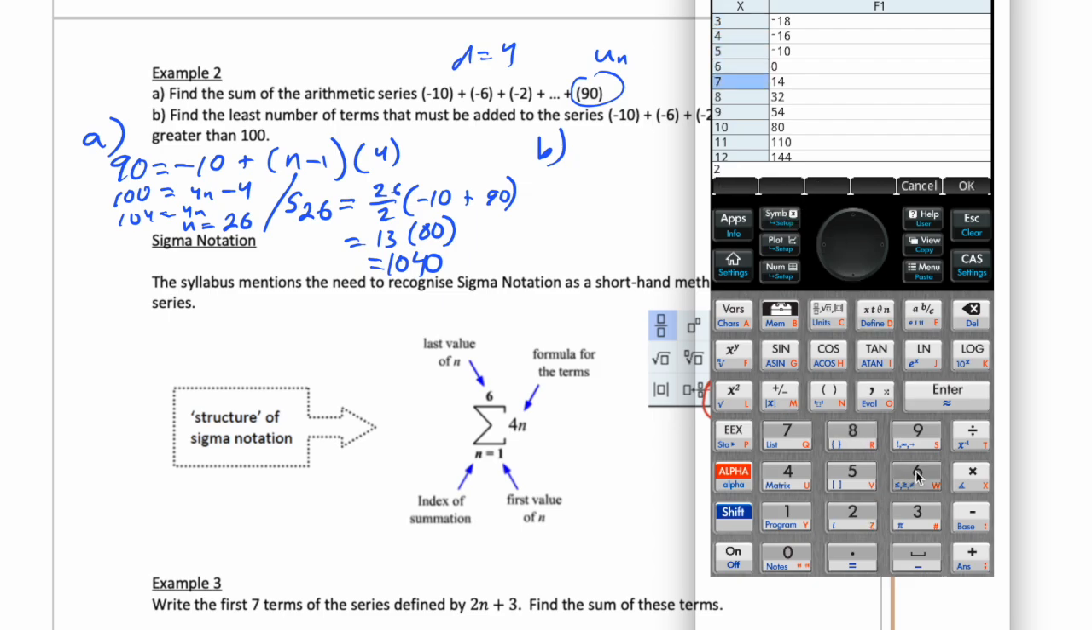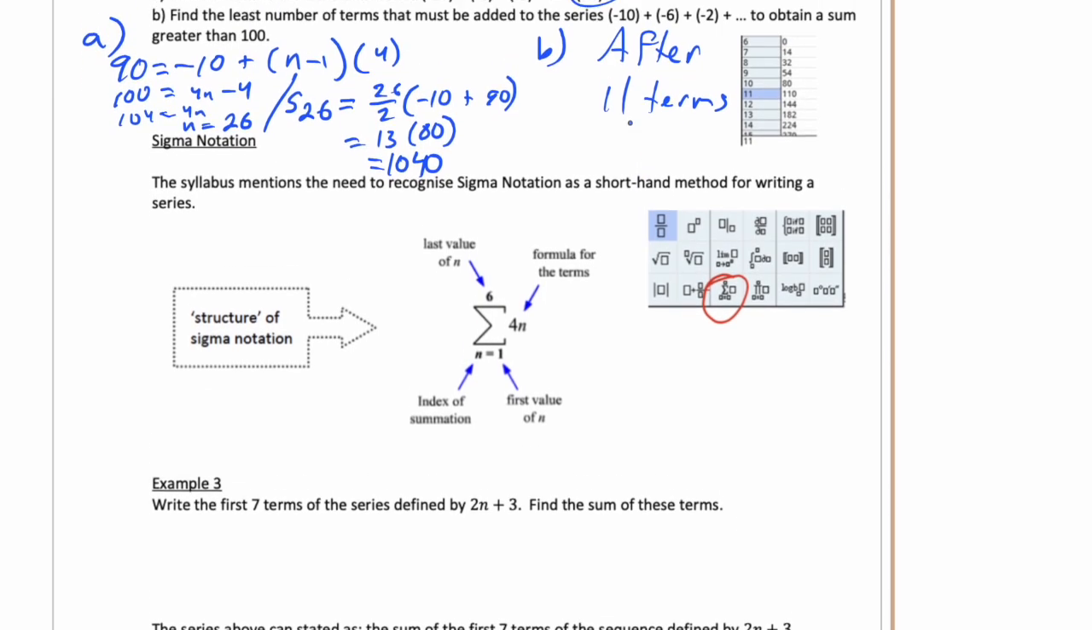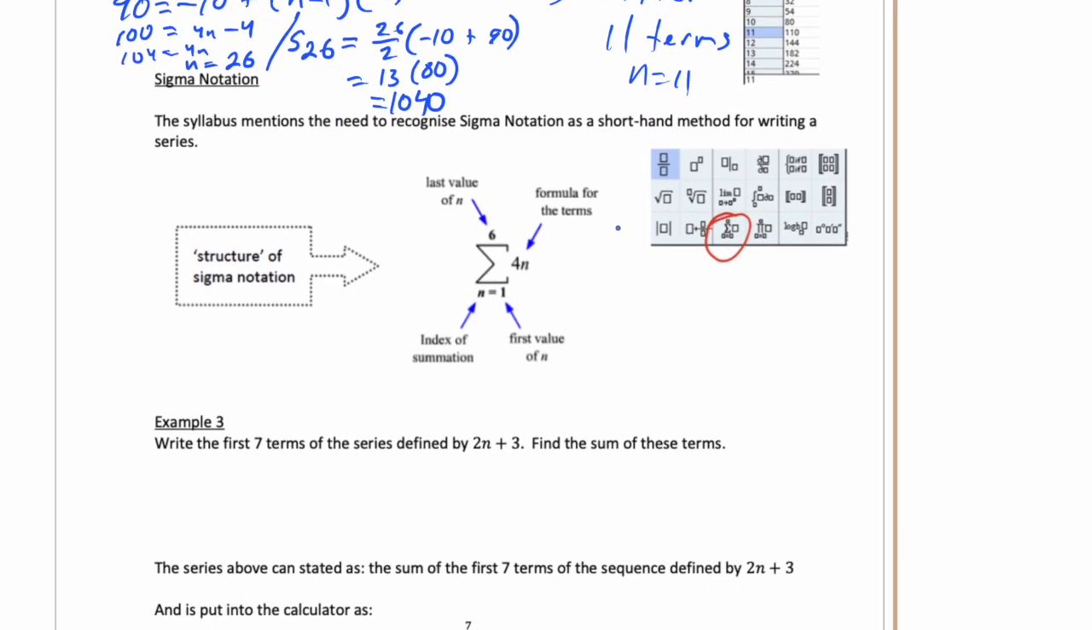You can scroll up and click on number 26 here, and we get our answer for part A was 1040. But we want to know when it reaches 100, so you just look at when it gets more than 100, and that's after 11 terms. Or you can say just n equals 11.